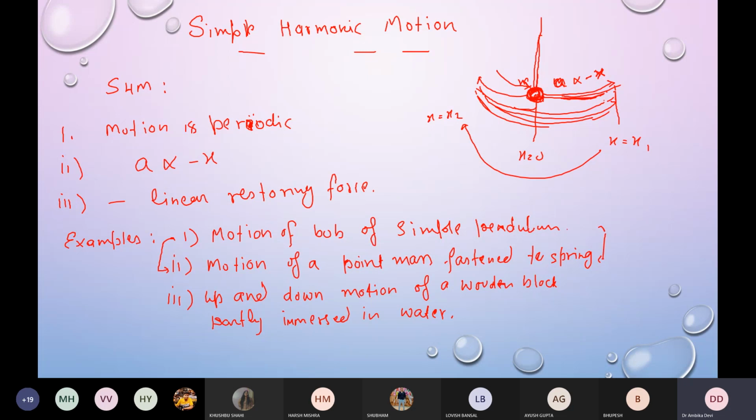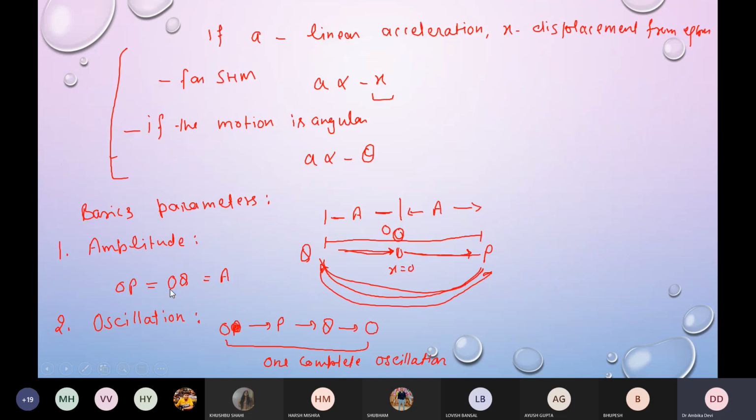So for simple harmonic motion, the salient features are: the motion is periodic, that is, it repeats after a specific interval of time. And then a very important feature, the acceleration is directly proportional to minus of displacement, which means it is opposite to the direction of the displacement. And third, there is a linear restoring force in the system whose tendency is to bring the system back to the equilibrium position. Okay, so then we also discussed some examples.